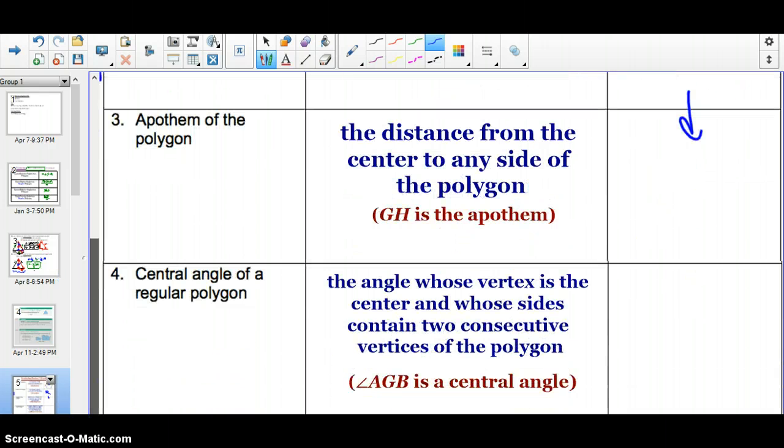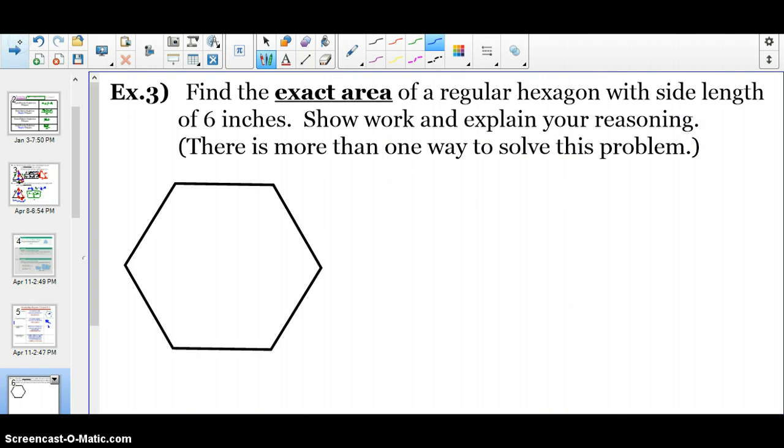Okay, one more problem and then you guys will start working on your homework. So here we have a hexagon and the sides are all 6, so it's a regular hexagon. And your task is to find the area. So there's more than one way to do this.